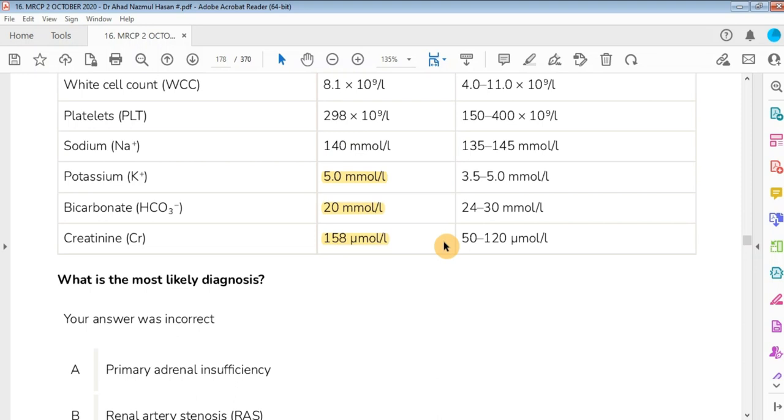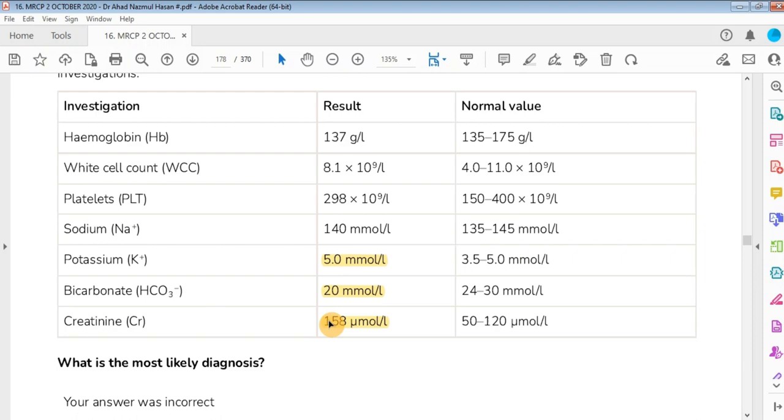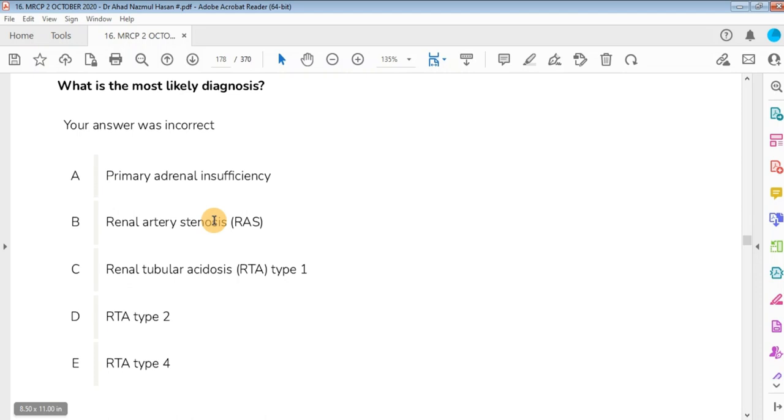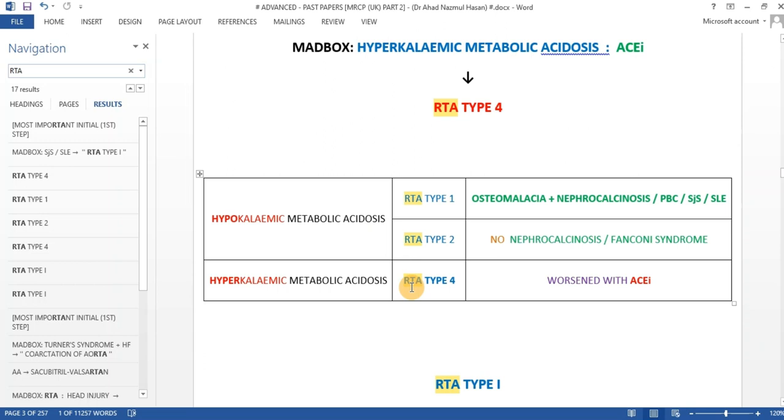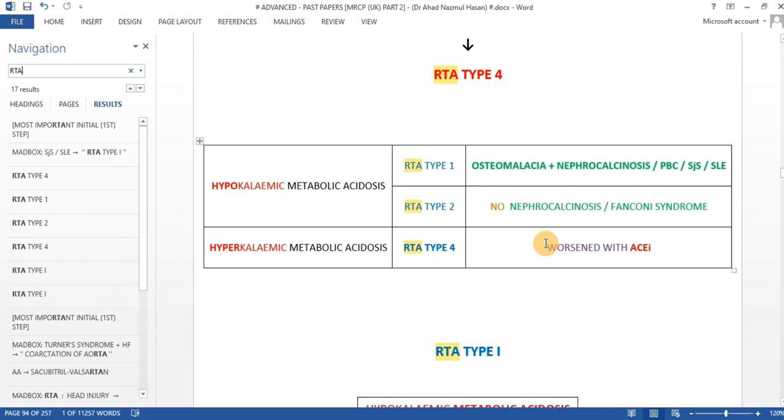So this patient is having the hyperkalemic metabolic acidosis with renal impairment following introduction of the ACE inhibitor. So which RTA is associated with hyperkalemic metabolic acidosis? Type 4? Yes, hyperkalemic metabolic acidosis worsening with ACE inhibitor is the RTA type 4.